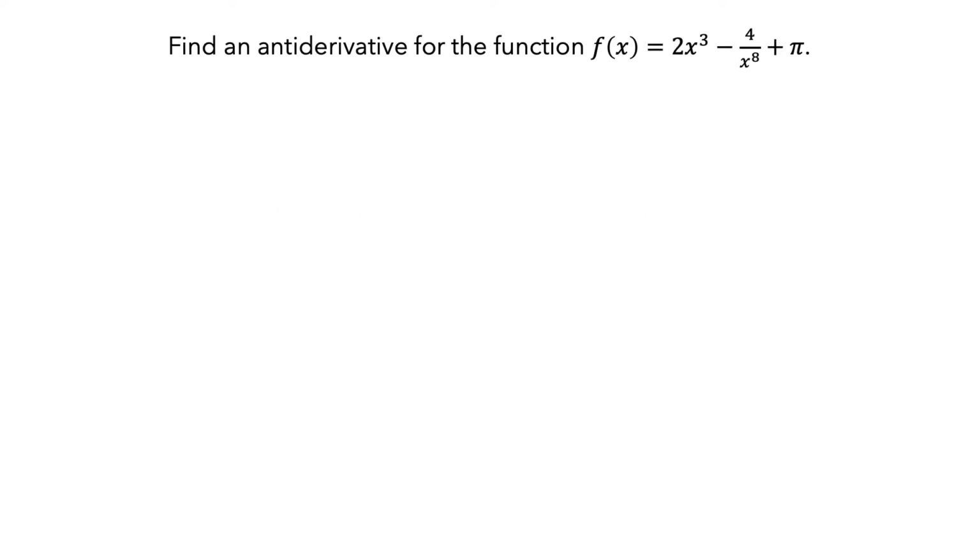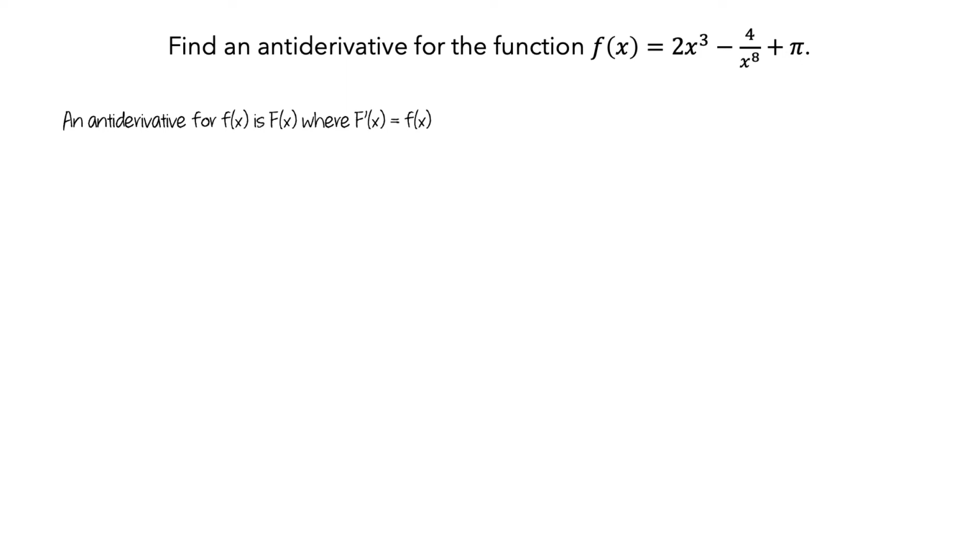Here is an example. What if we want to find an antiderivative for the function f of x equals 2x cubed minus 4 over x to the 8th plus pi? That definition tells us that an antiderivative for little f of x is a function, big F of x, where the derivative of big F of x is little f of x. Now would be a good moment to pause the video to see if you can find a function with this derivative. Were you able to find one? Let's work through this example.